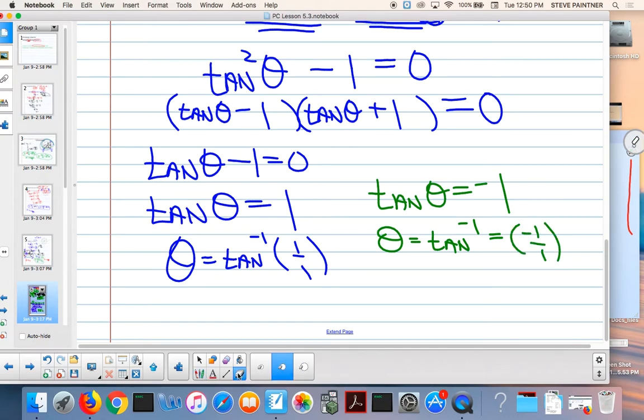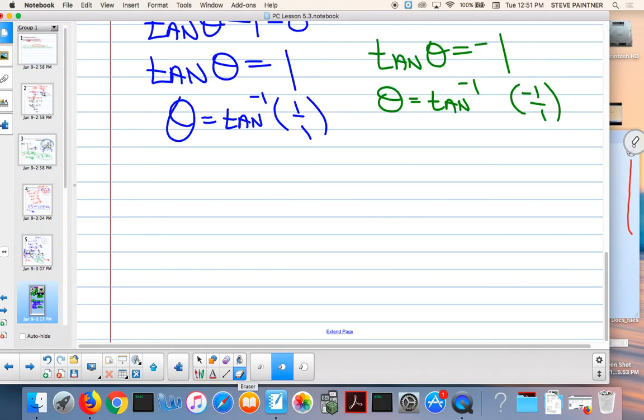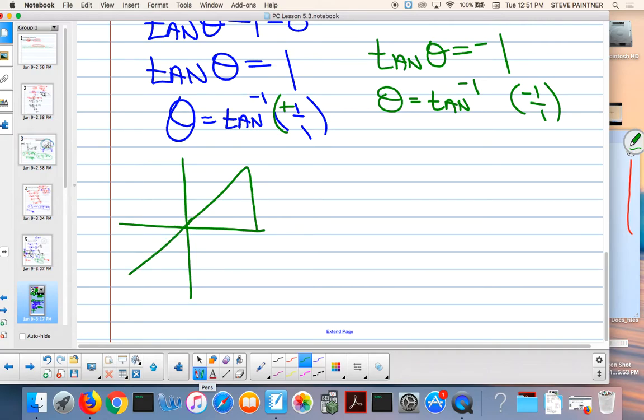Okay. And the question becomes, can you do that in your head, or do you need your calculator? Is there a triangle where y over x is 1 over 1? 45. And positive ratios for tangent happen where? 1 and 3. Okay, so there. So the answer to this one is 45, but that's just pi over 4, right?